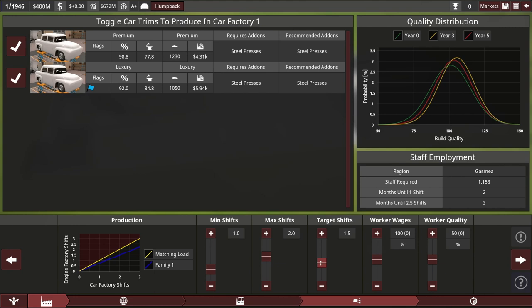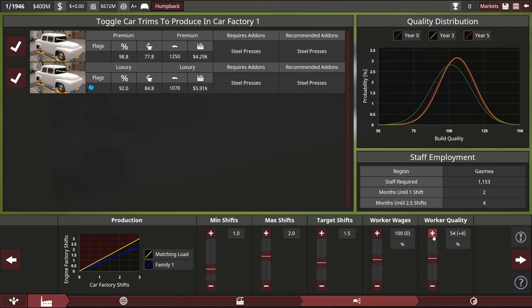Target shifts. I believe that the consequence of target shifts, as I've had it explained to me, is that your factory will hire and fire workers if it's running above the target shifts. Or if we have target shifts at two and minimum shifts at one, and we're running down at one because we're making too many cars, you will keep the extra shift worth of workers on your staff and you'll keep paying them even though they're not making cars. So I'm going to leave this right at 1.5. We're going to always keep 1.5 shifts of workers on hand, but we're going to up to two shifts or minimum one shift of car production. And we'll see the consequences of that once we start selling cars.